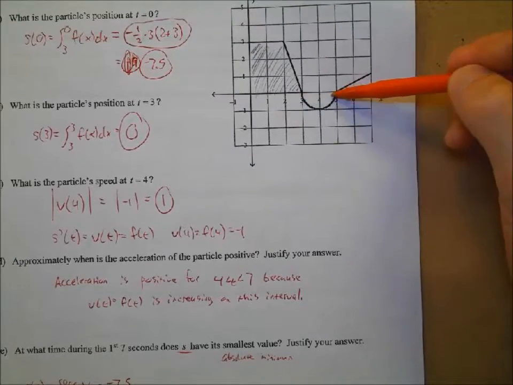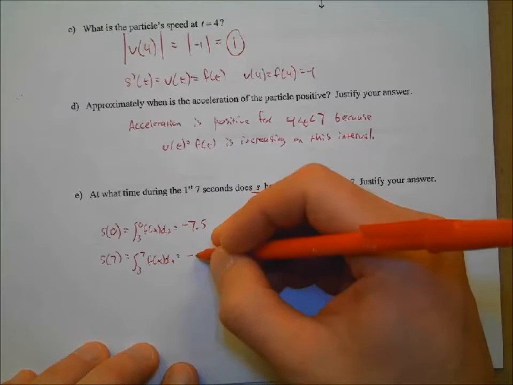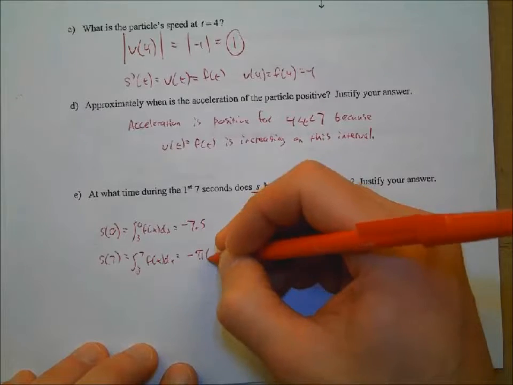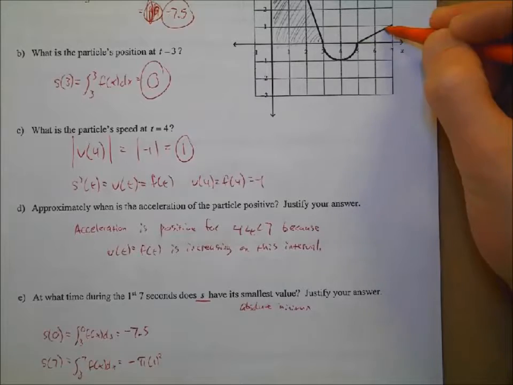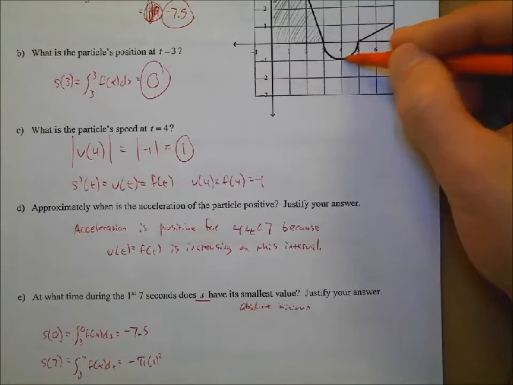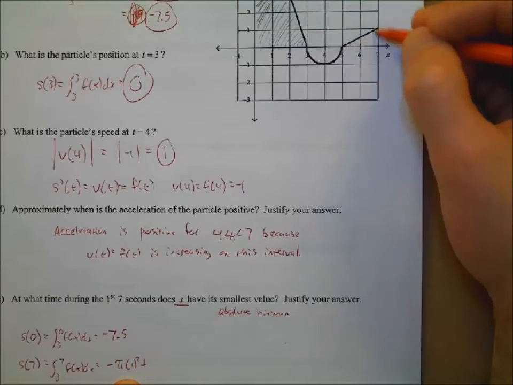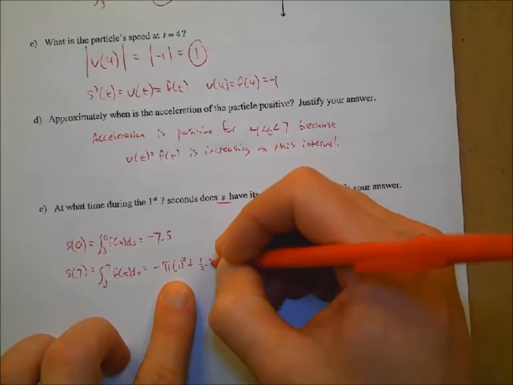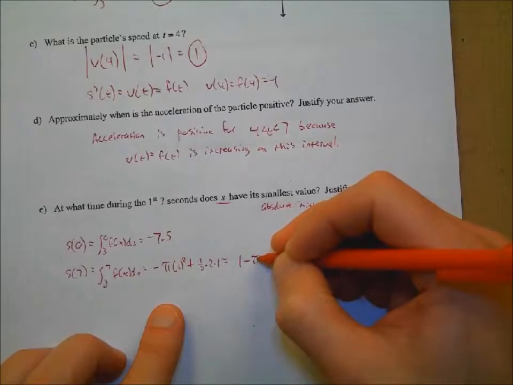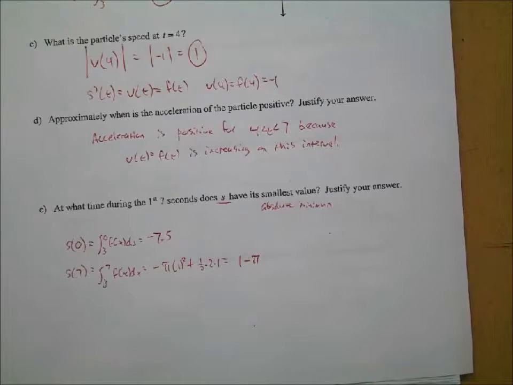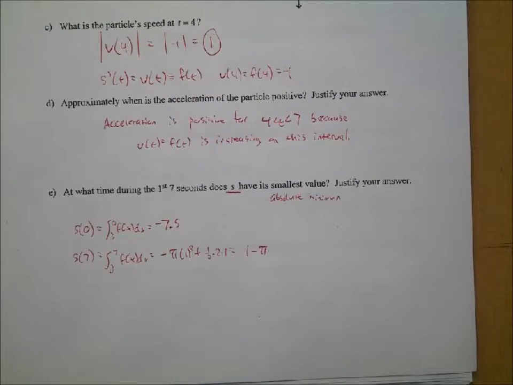From 3 to 7 of f of x dx, which is going to be, well, we have this region right here, which is a semicircle with a radius of 1. So it'll be negative pi times 1 squared. But we're going to add to it the area of this triangle right here too. So from 3 to 5, we have that negative area here, negative pi times 1 squared, negative pi. We're going to add to it this area, 1/2 times 2 times 1. So we get 1 minus pi, or negative pi plus 1. Okay, that's S of 7.